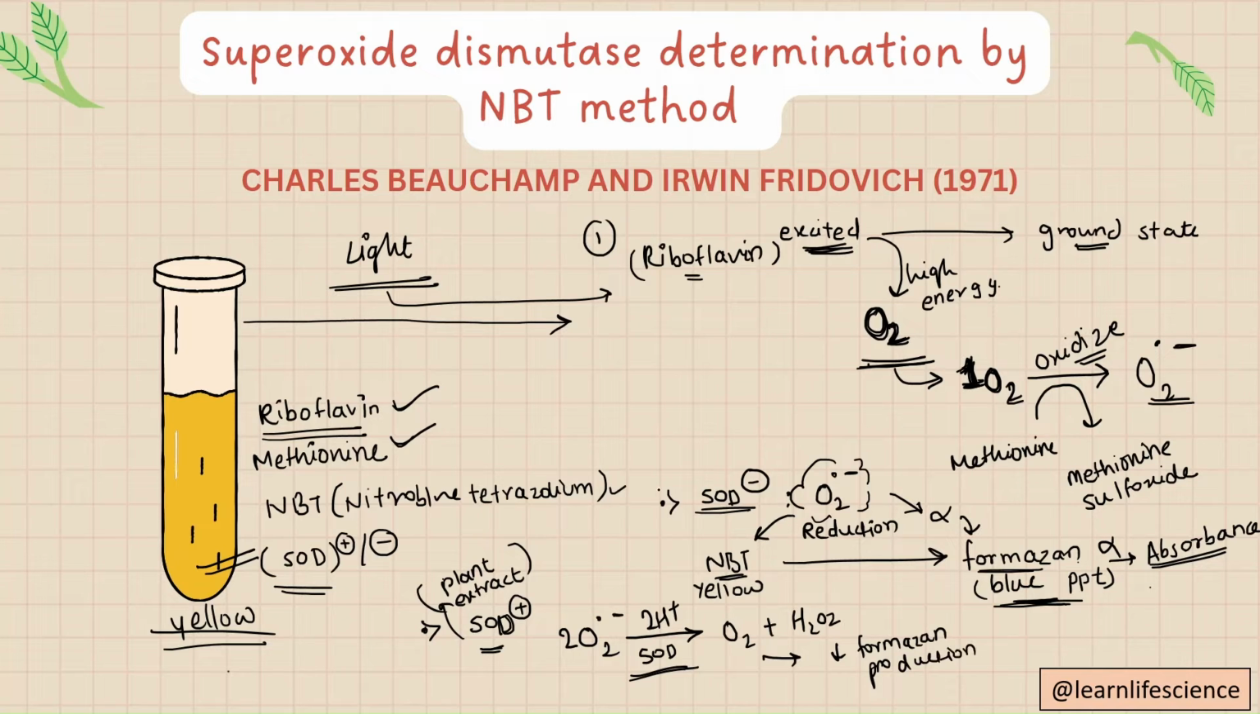If superoxide dismutase is present in minimal amount, then there will be production of formazan, but the absorbance is going to be less in comparison to the first condition, right? But if there is optimum superoxide dismutase present in the solution, then there will be negligible production of formazan, which indicates that the superoxide radicals present in the reaction mixture are completely neutralized by superoxide dismutase. Okay, so this was the overall overview or the principle behind the reaction method.